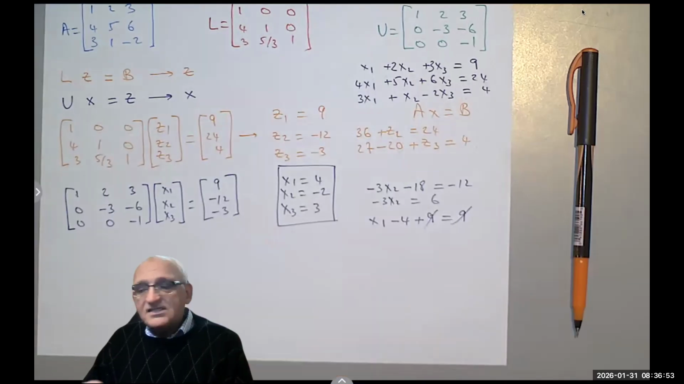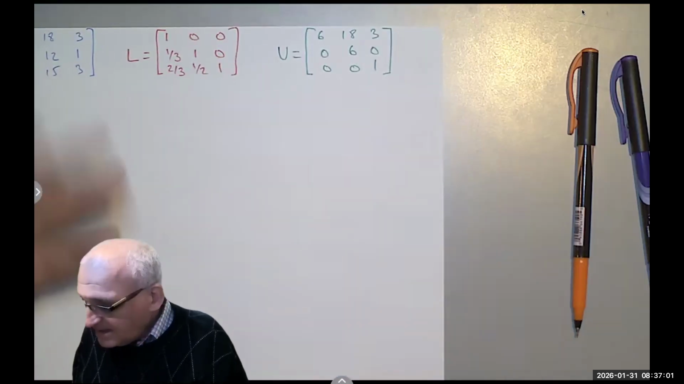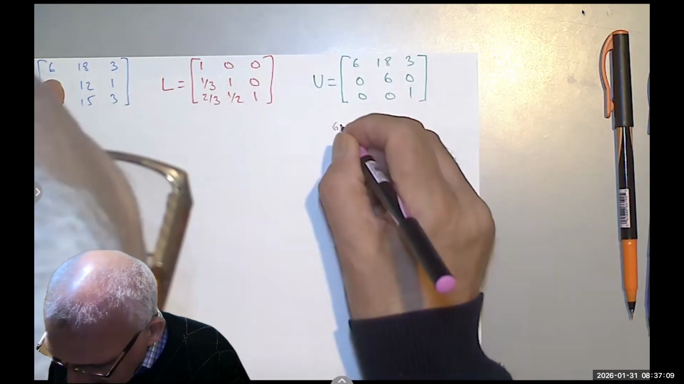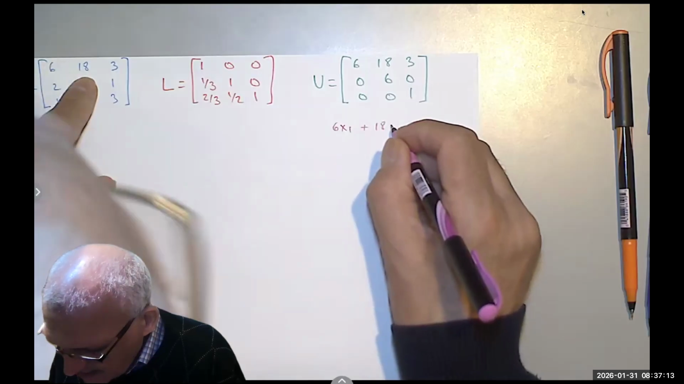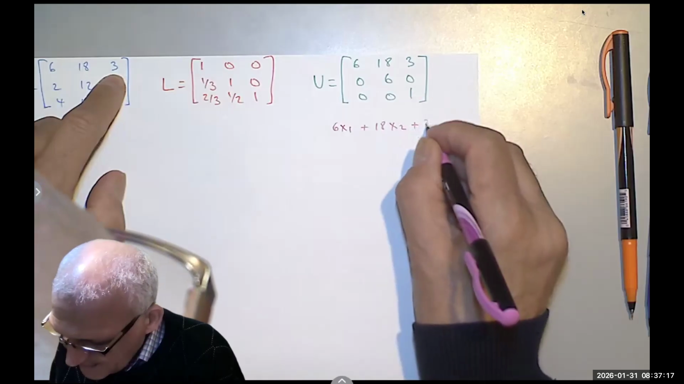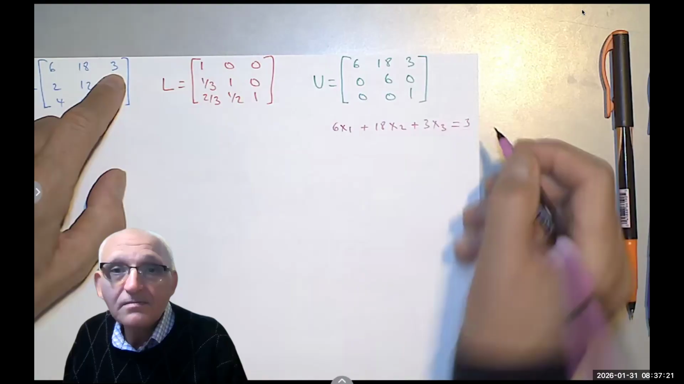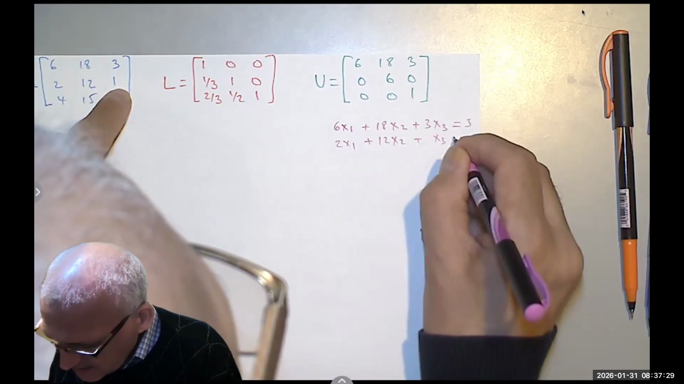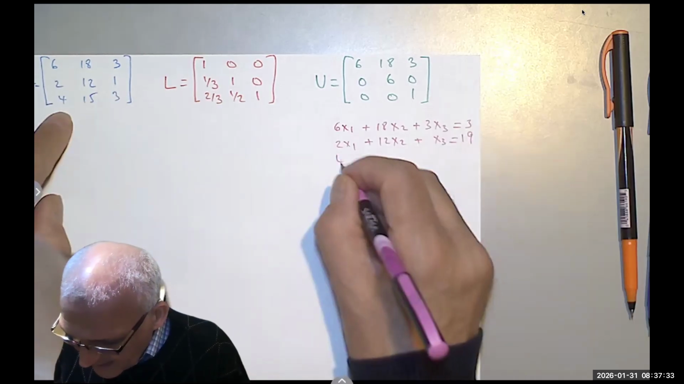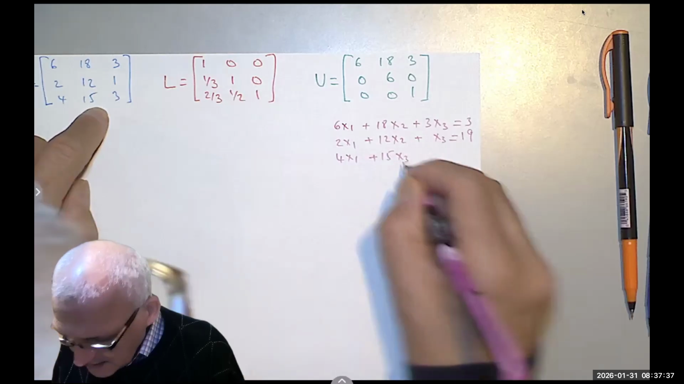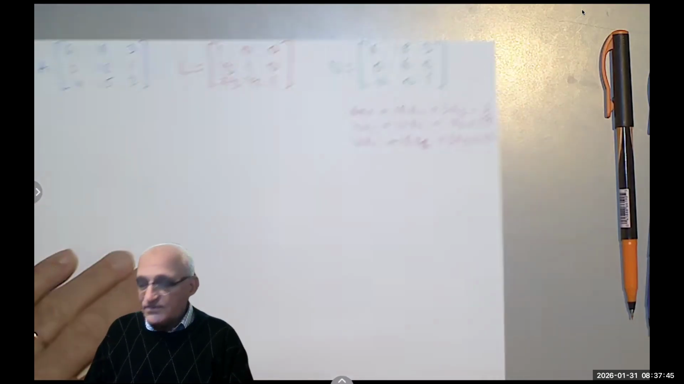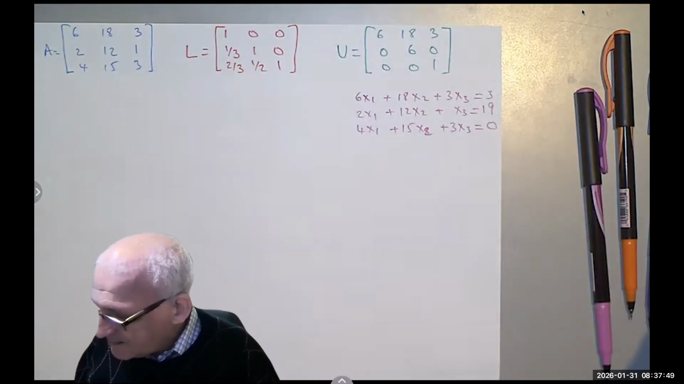Okay? Let's take the other matrix that we did last time. And here I'm going to assume my equations are 6x1 plus 18x2 plus 3x3 equals 3. 2x1 plus 12x2 plus x3 equals 19. And 4x1 plus 15x2, I'm sorry, plus 3x3 equals 0. And we want to solve for x1, x2, x3.